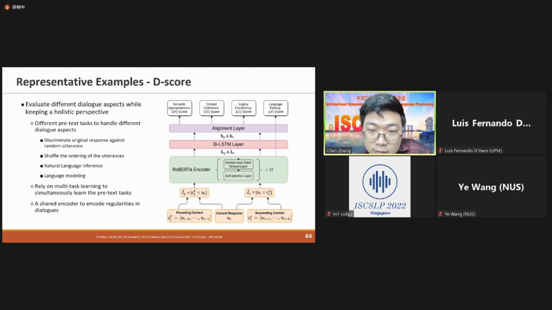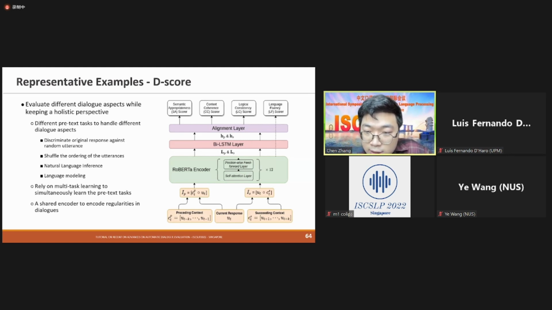These kinds of pretext tasks aim to capture the response relevance, or whether the response is appropriate with respect to the context. And the second pretext task is shuffling the order of the utterances. For example, we have the preceding utterances, the succeeding utterances and the current utterance.